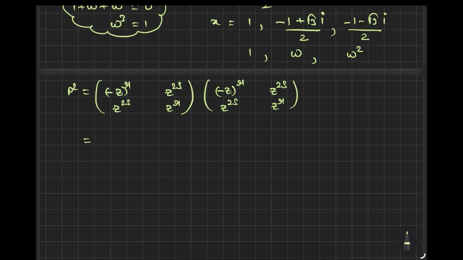So let's multiply. So P square will be equal to what? Look at this. To get this element, we have to multiply elements of this row with this column. So we multiply this with this. The base is the same, so powers will be added. So it is minus of z power 2r, but as it is even, it will become plus. Now you will multiply this with this. The base is the same, so powers will be added, so z power 4s. So this is your first element.